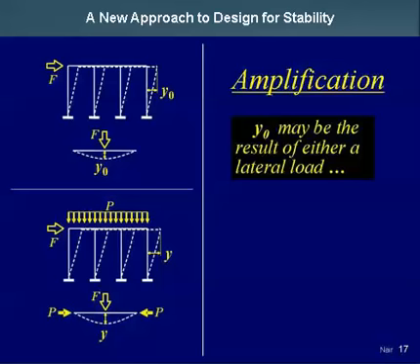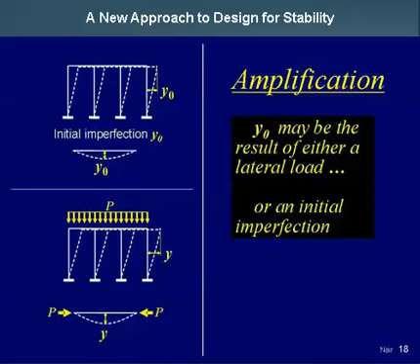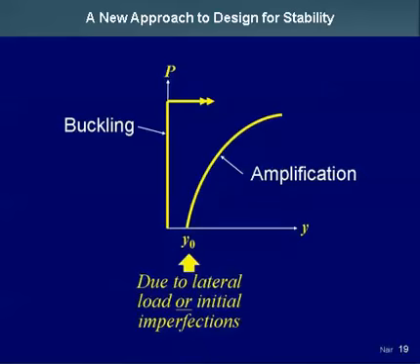Now, Y0 may be the result of a lateral load, as you see here, or an initial imperfection. You could have a structure with an initial out-of-plumbness or out-of-straightness of Y0. Now, when you put a vertical load, or a compressive load, on this, you can see that that Y0 will increase to Y. And that, again, is amplification.